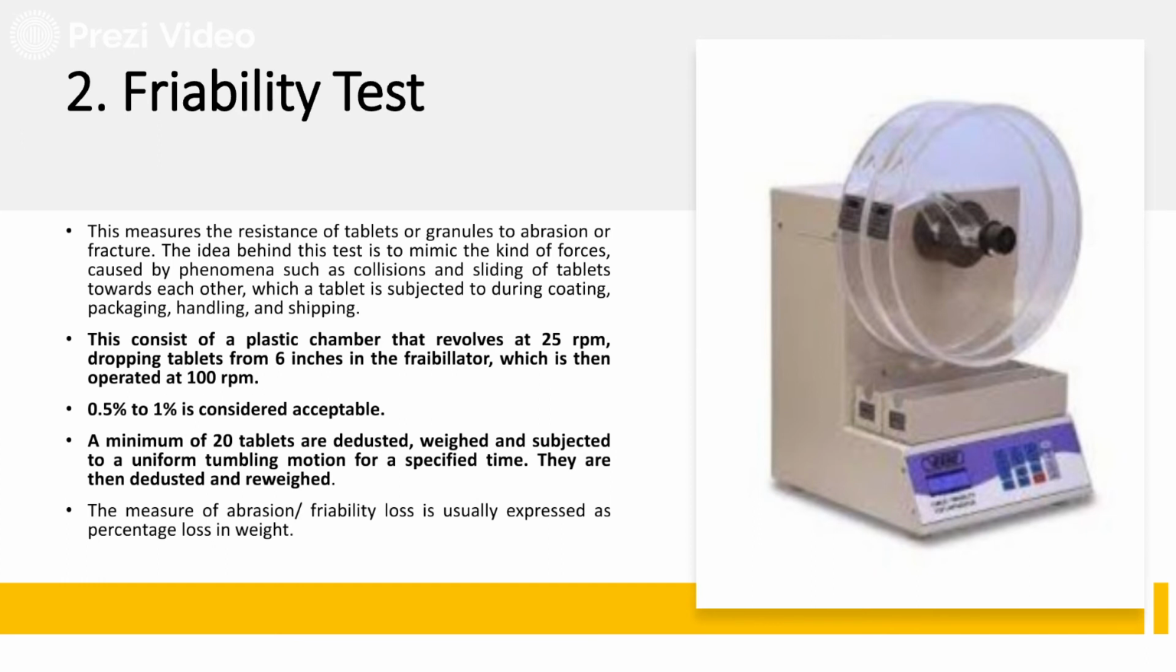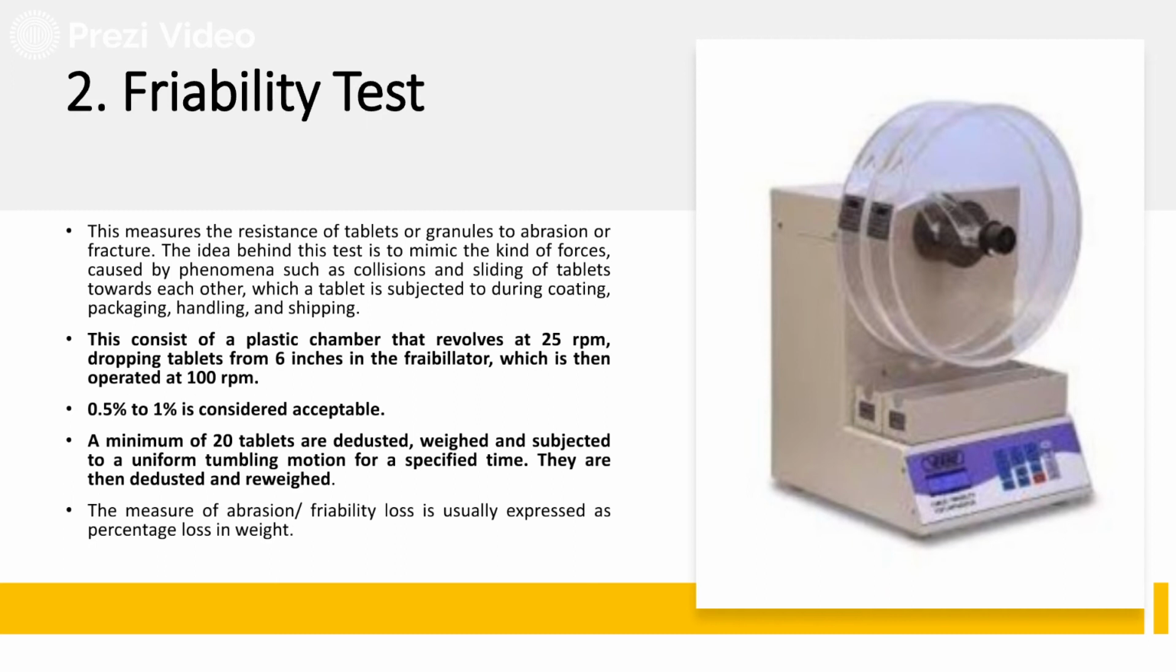Then you are finally weighing the 20 tablets. Definitely there would be loss of weight, since the tablets have to go through the pressures during the cycle, during the revolutions. The maximum loss permitted during this complete testing is that it should not lose more than 1% of the total weight. So 0.5 to 1% is the limit which is set. If it is more than 1%, the batch is not acceptable. If it lies between 0.5 to 1%, the batch is acceptable.